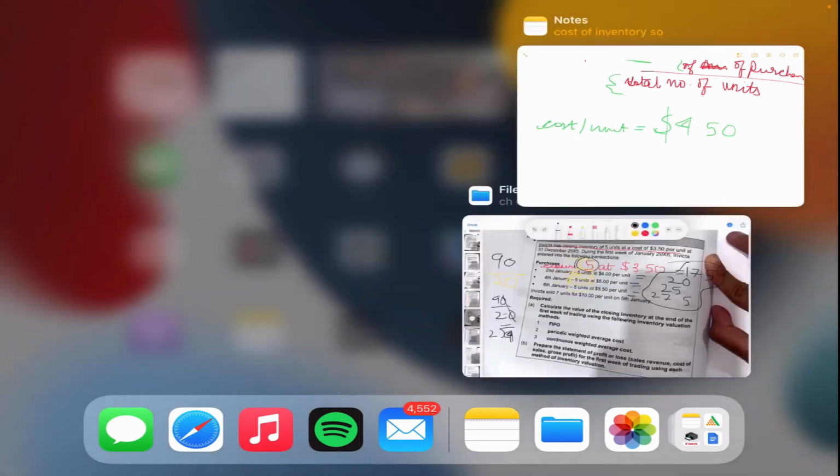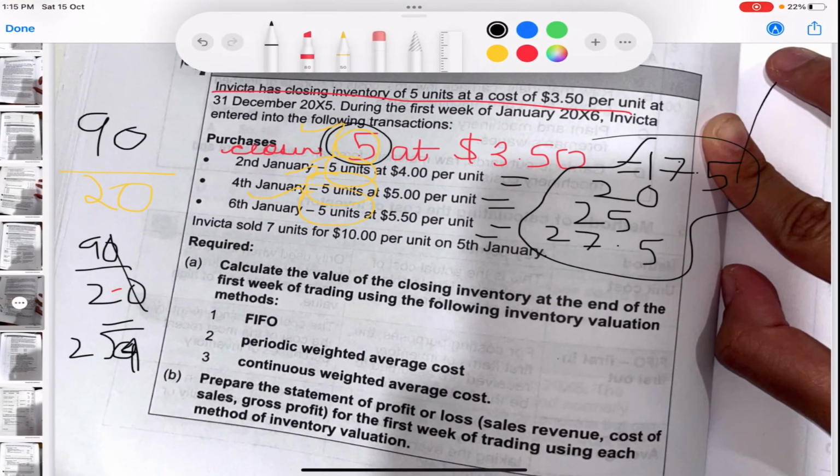Right, now after this, what are we supposed to do? We need to find the closing inventory. So now if you have the cost per unit with you and you want to find the closing inventory, how will you find it? Tell me. Think about it. Take a moment and apply some common sense.